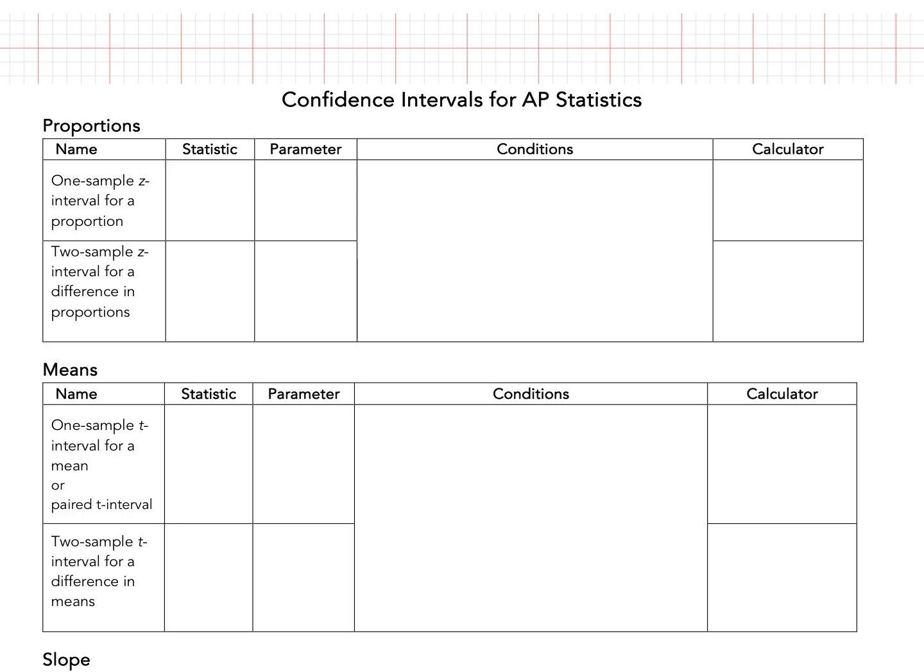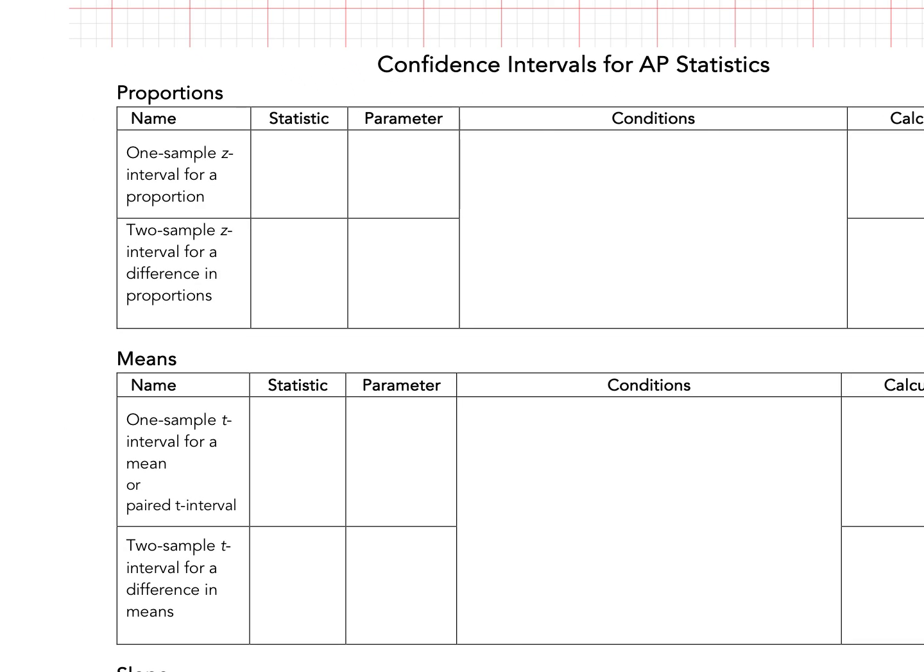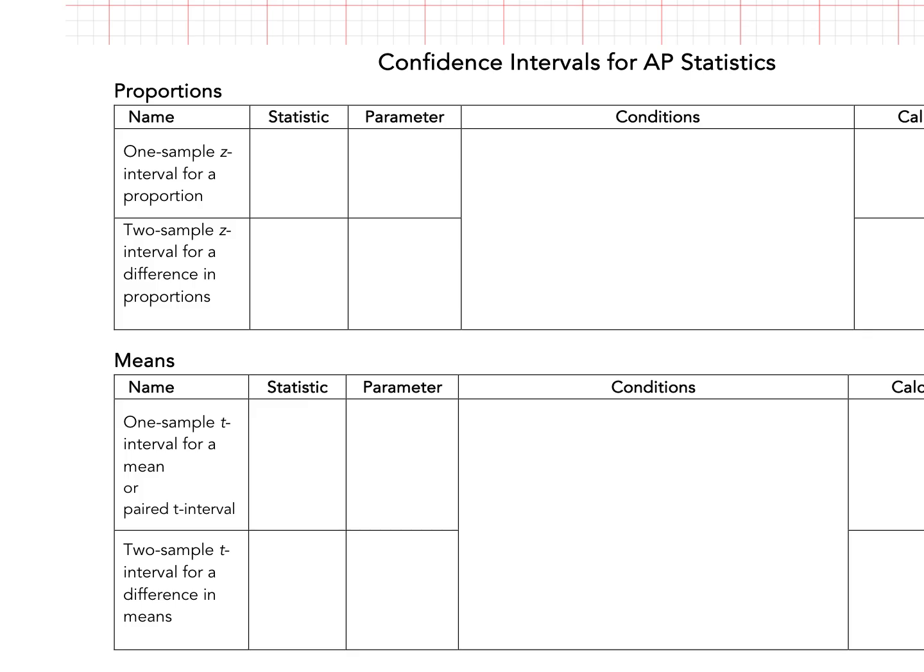So for this, we're just going to go through the conditions for each one of these and some of the more mechanics-based things, okay? So your statistic, if I'm doing a one sample Z interval for a proportion, my statistic is P hat, my parameter is P, okay? And your P hat you calculate by doing X over N. Your parameter is the true proportion of blah, blah, blah.